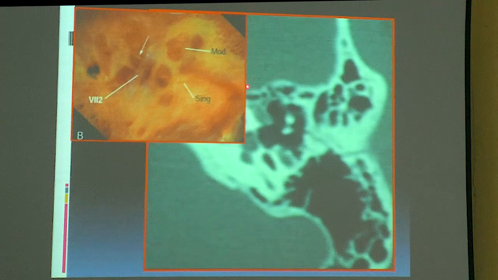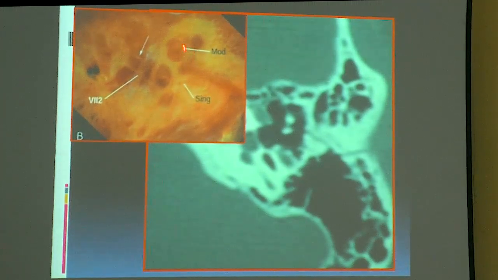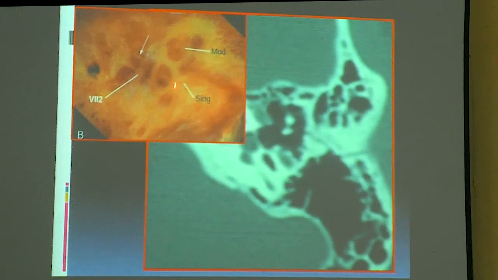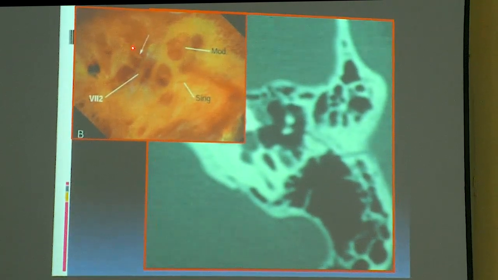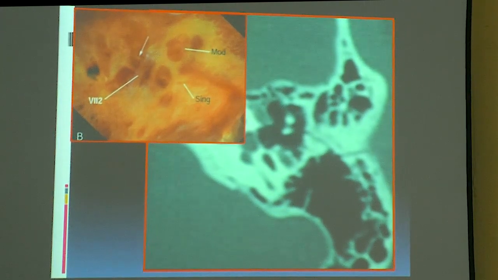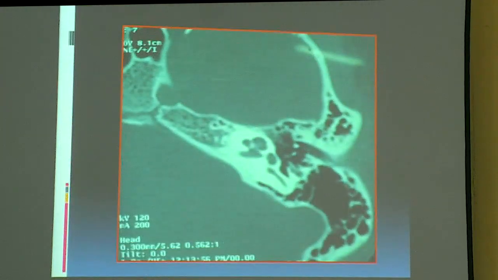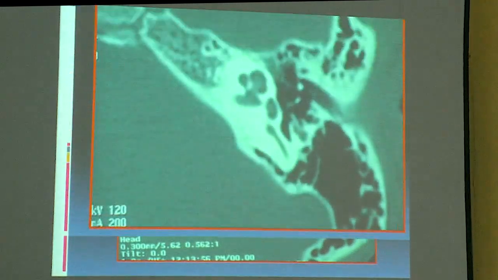You compare it with the anatomy. So here you can see this is the modiolus exactly as it was, the vestibule, and this is the footplate, and here you see the long process of the incus and the manubrium of the malleus. One cut below, we will just magnify it.